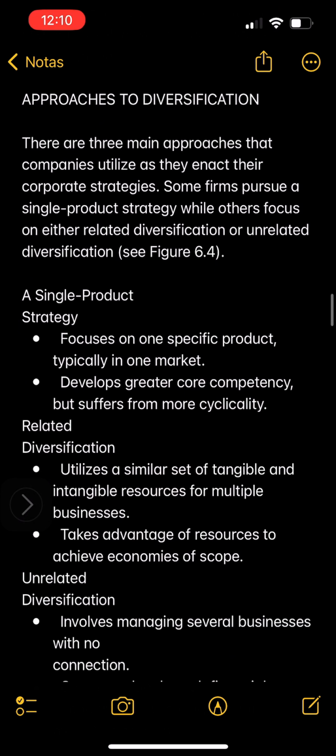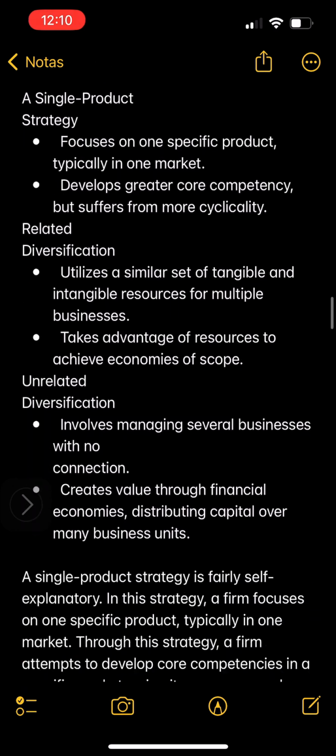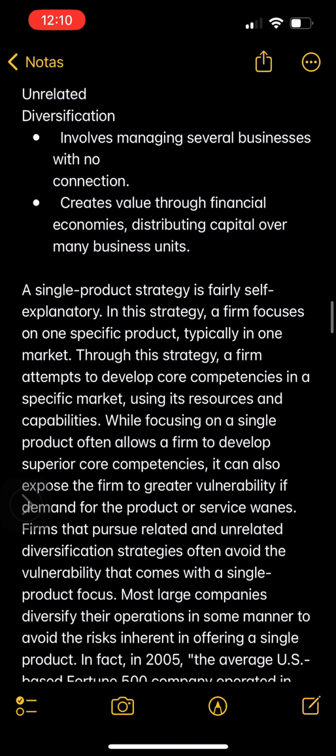There are three main approaches that companies utilize as they enact their corporate strategies. Some firms pursue a single product strategy while others focus on either related diversification or unrelated diversification. See Figure 6.4. A single product strategy focuses on one specific product, typically in one market, develops greater core competency, but suffers from more cyclicality. Related diversification utilizes a similar set of tangible and intangible resources for multiple businesses, taking advantage of resources to achieve economies of scope. Unrelated diversification involves managing several businesses with no connection, and creates value through financial economies, distributing capital over many business units.